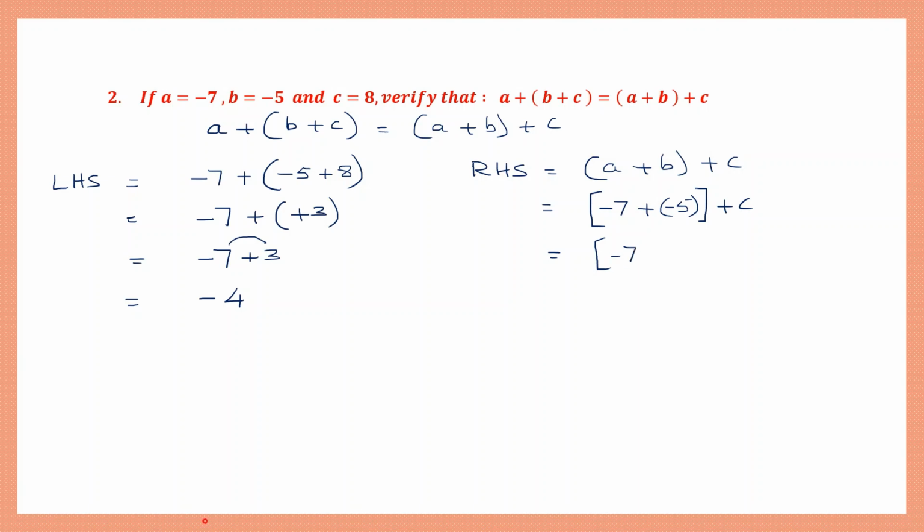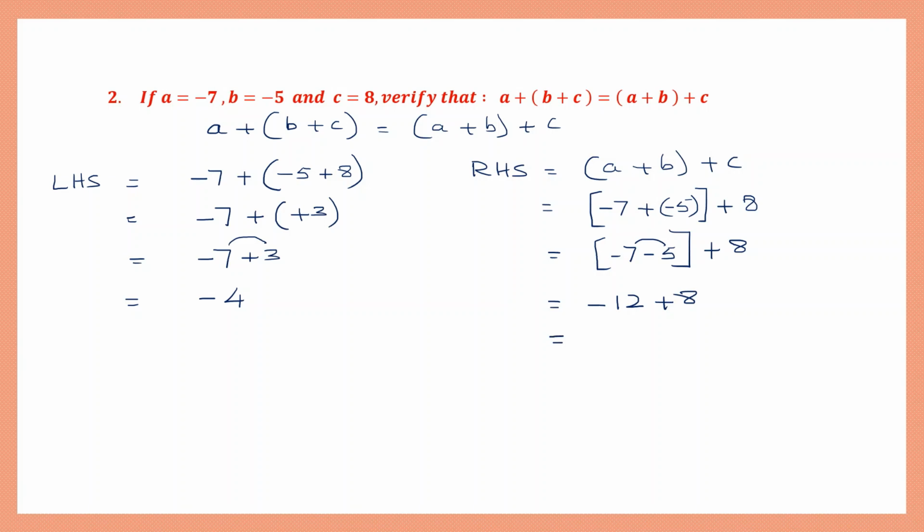Now let's open the brackets. The sign before the bracket is plus. So I can write minus 5 as it is without any change. So I will write minus 5. Now plus, now C is 8. So here also let's substitute for C and write 8. Now we're going to open brackets here. So when we remove the brackets, we have to work out what is within the brackets. So within the bracket, we have minus 7, minus 5. Signs are the same. We put the same sign and we add. 7 plus 5 is 12. So minus 12 plus 8.